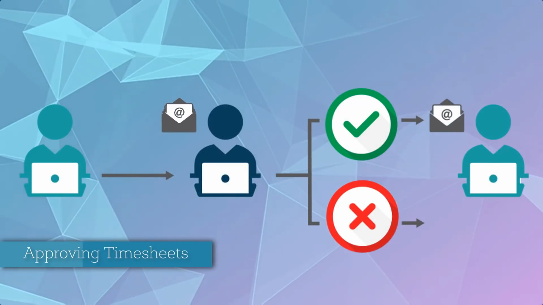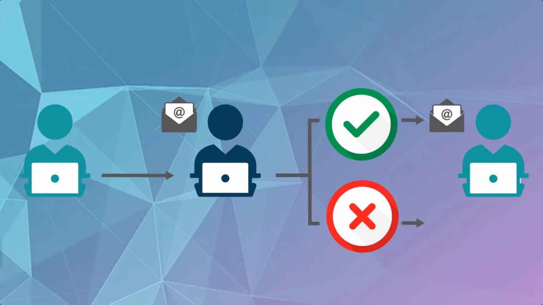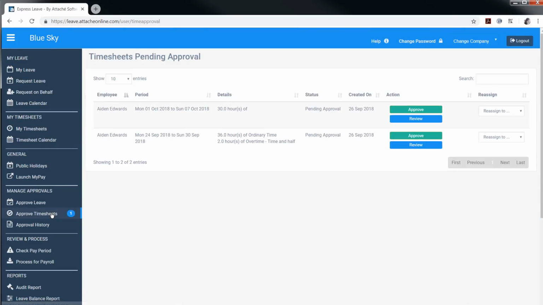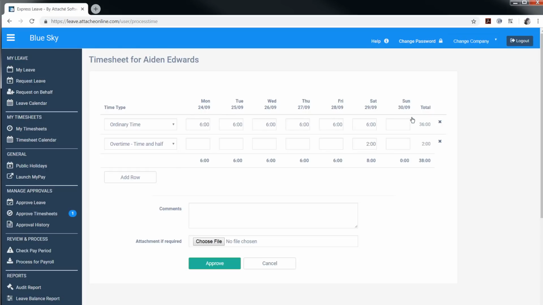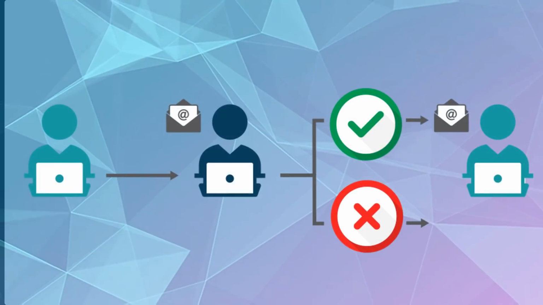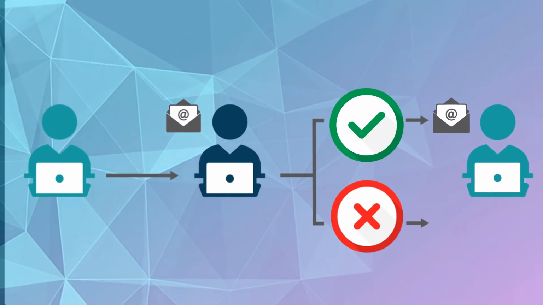The manager will be sent timesheets for approval. Log into Express Leave. From the Manage Approvals menu, select Approve Timesheets. You can view attachments in the period column. Click Review to review the timesheets, and click Approve to approve the timesheet, ready for the next pay run. The employee will receive an email saying the timesheet is now approved.